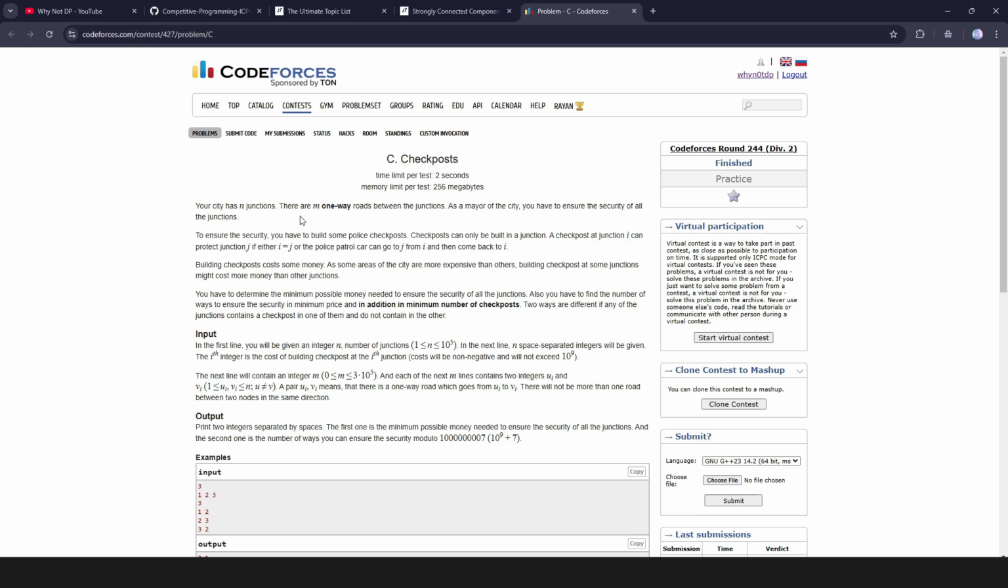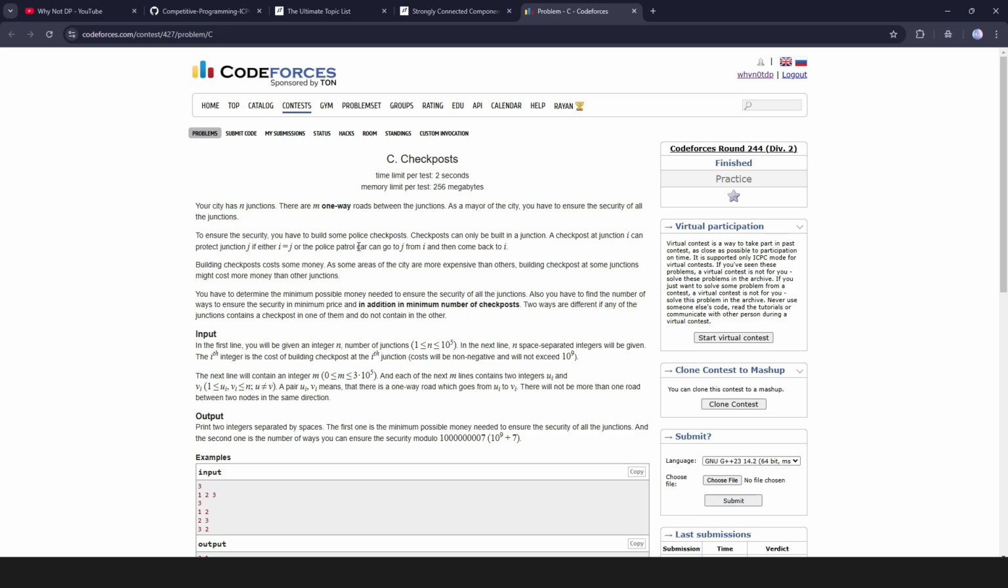The problem reads like this: your city has n junctions and there are m one-way roads between the junctions. So the graph given will be directed only, right? As the mayor of the city, you have to ensure the security of all the junctions. To ensure the security, you have to build some police checkposts. Checkposts can only be built in a junction.